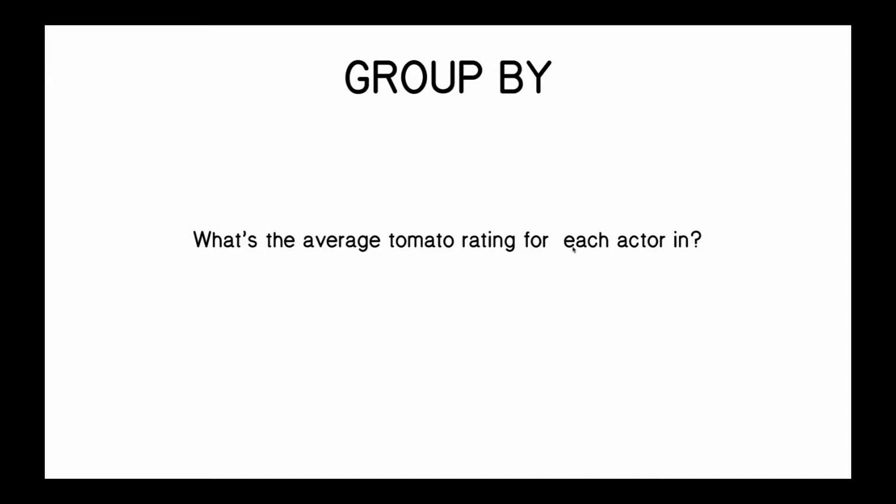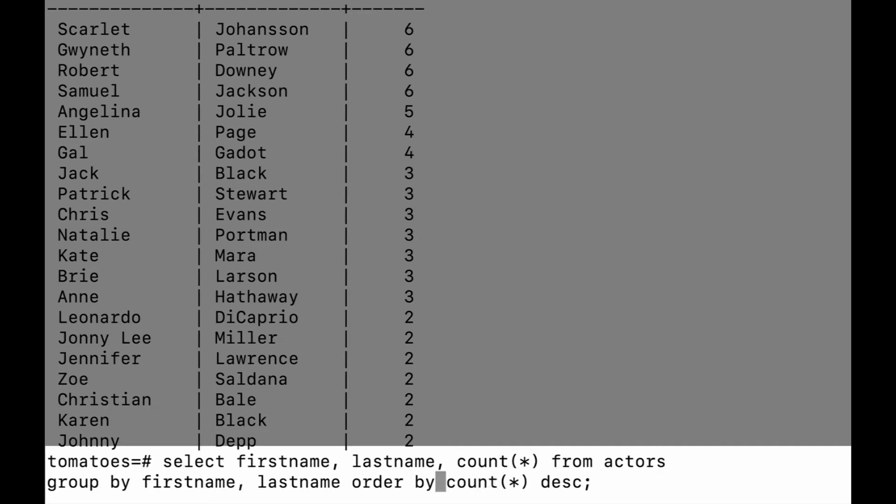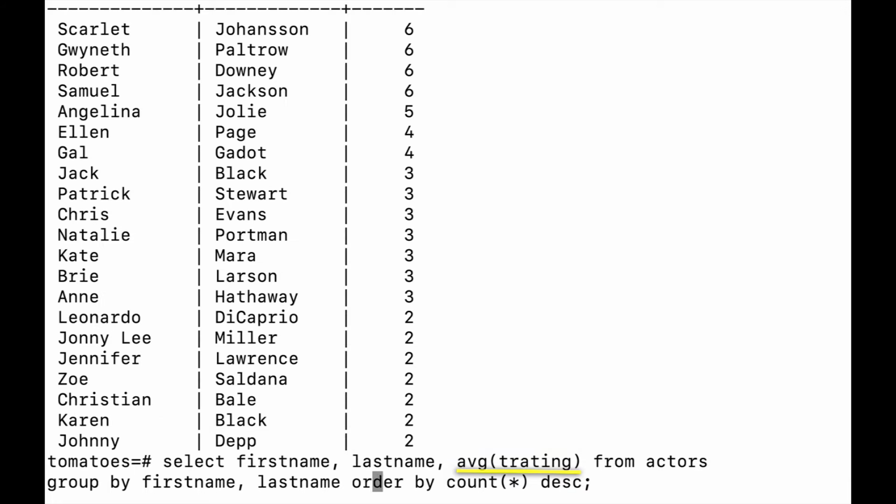Let's say we want the average tomato rating for each actor. Again, that should just be a very slight variation of what we just did. In fact, let me just up arrow there. So instead of count here, I want the average tomato rating of each actor. By that I mean, if we look at all the 6 movies that Scarlett Johansson was in, if we average the tomato ratings of all those movies, what is that tomato rating? So here I want to do an average of the T rating. And I don't want to order by count anymore. I want to order by that average T rating descending.